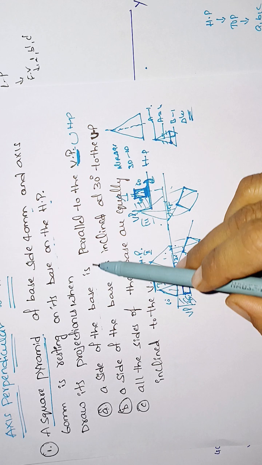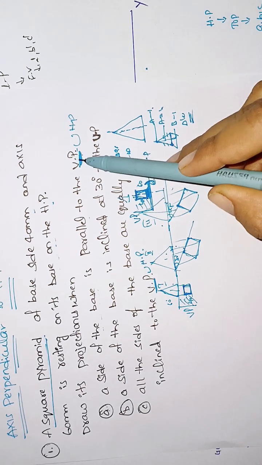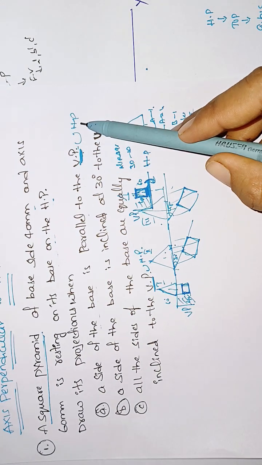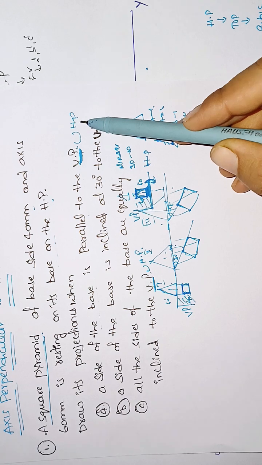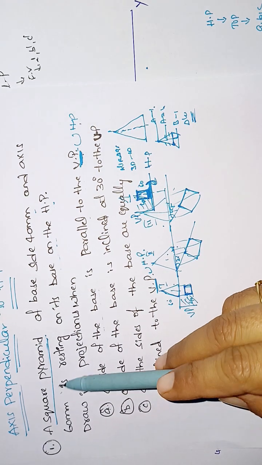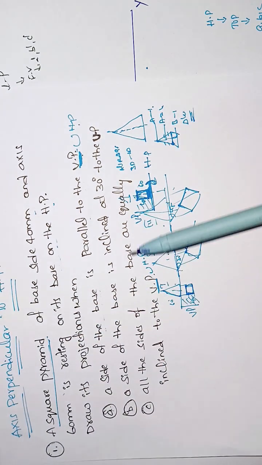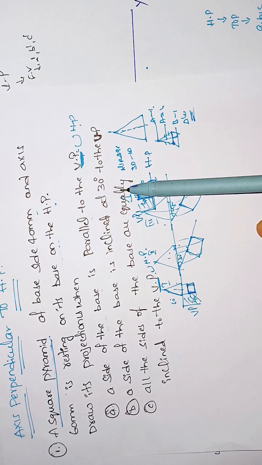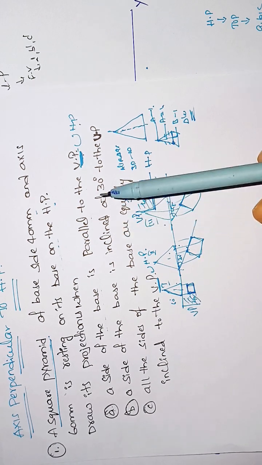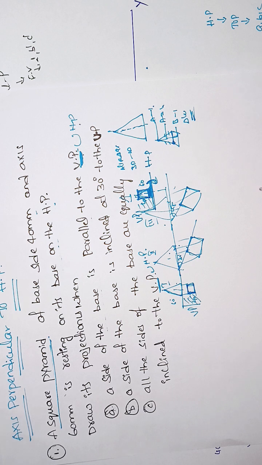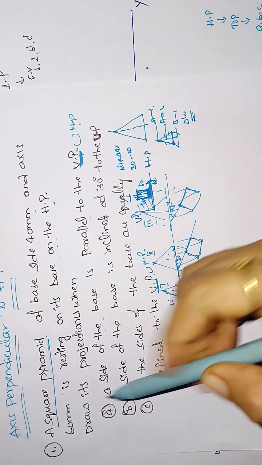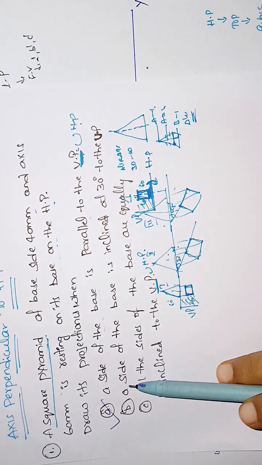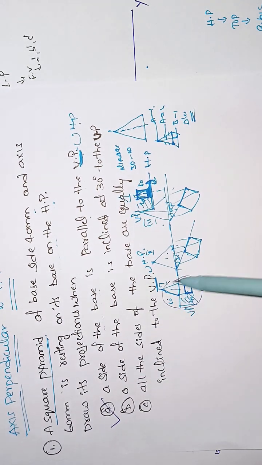So this is the first stage: a side of the base is parallel to the VP. Parallel to the VP means definitely it is perpendicular to HP. But here a square is mentioned. Square means there are four sides. If one side is parallel, another side is perpendicular. So here there are no extra changes. If in place of a square it is a pentagon or hexagon, then it is different. And the first stage is over.